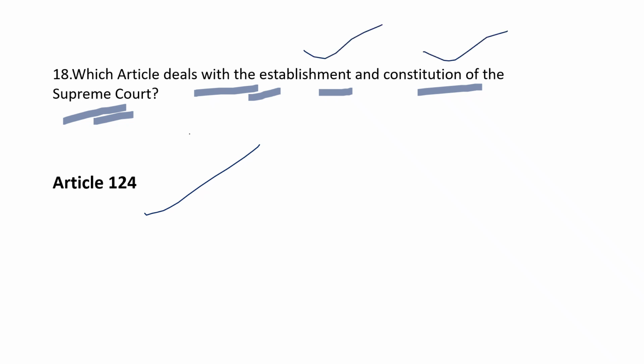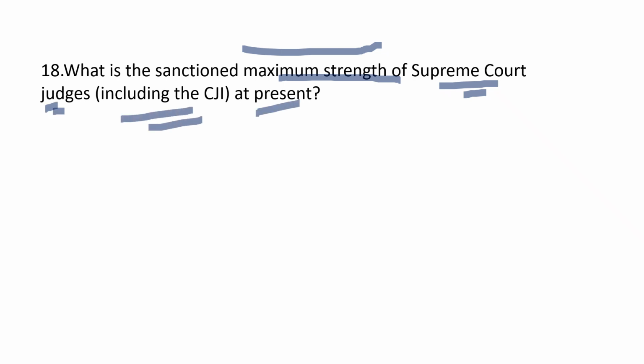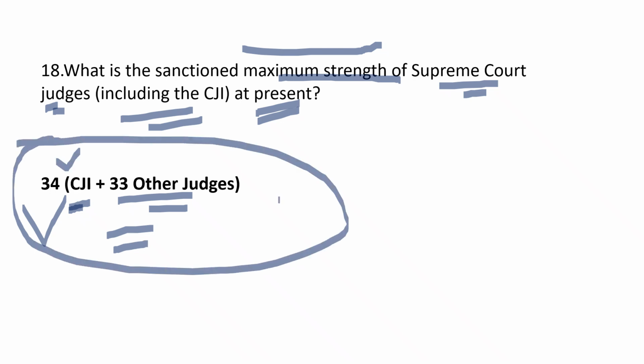Next question. What is the sanctioned maximum strength of the Supreme Court judges, including CJI, at present? The answer is 34. Okay, CJI and 33 other judges are sanctioned at present in the Supreme Court. So the total number is 34 judges, the Chief Justice of India plus 33 other judges. Next question.